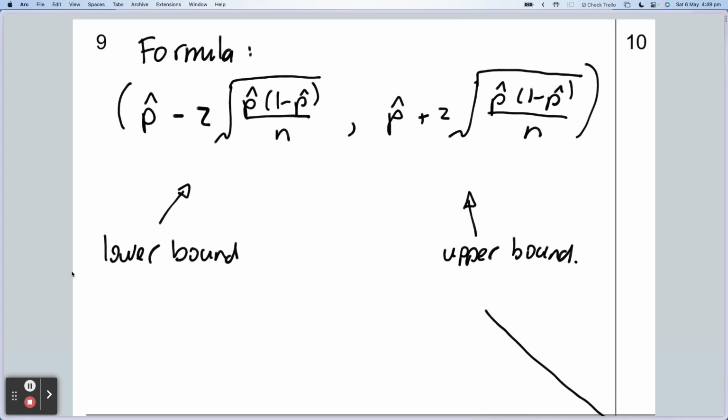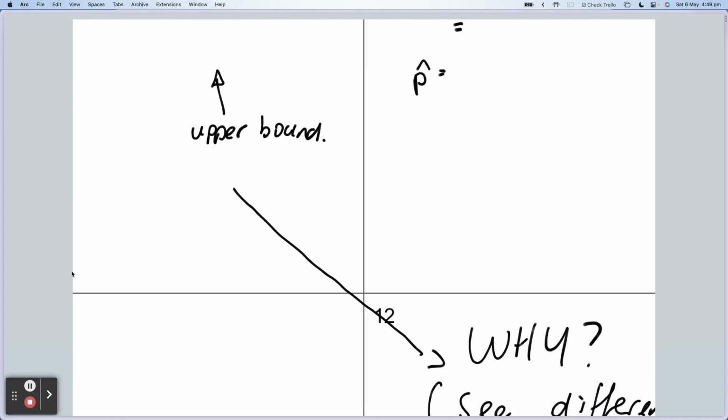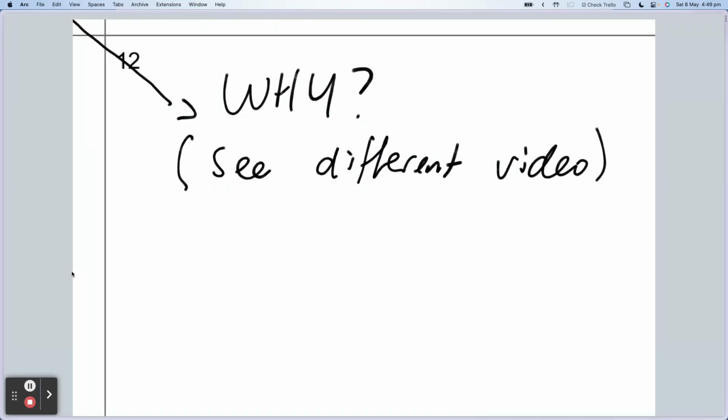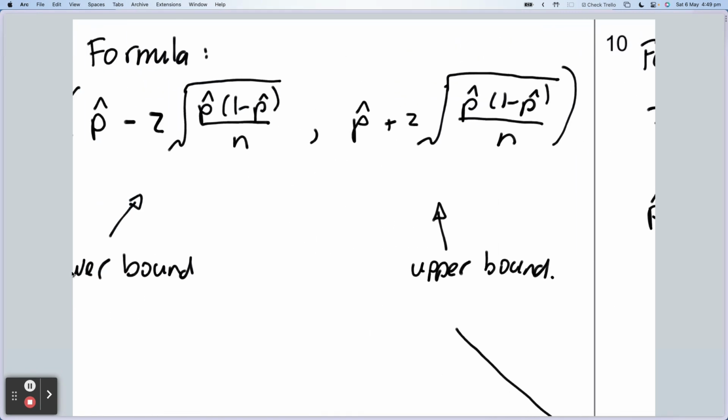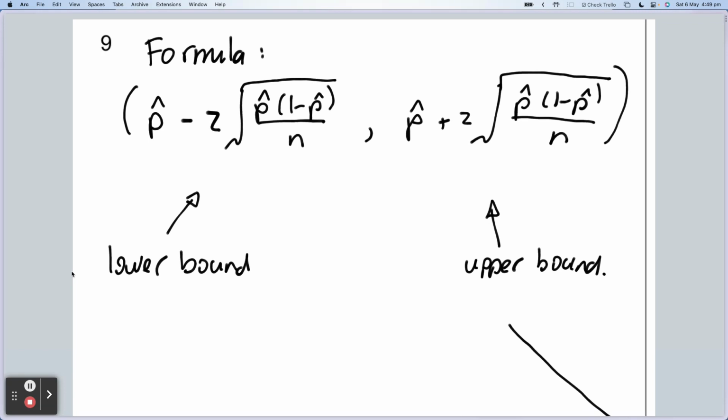I've got some good news and some bad news. Good news is I'm not going to explain the formula to you. It's not really bad news. The other news is that why this formula exists, I will do in a different video. So right now I'm asking you to take it on trust that this formula will work.